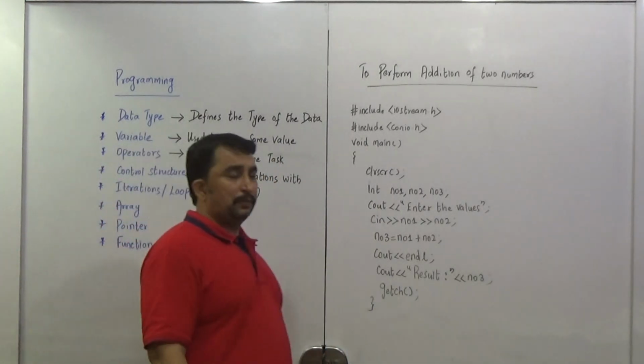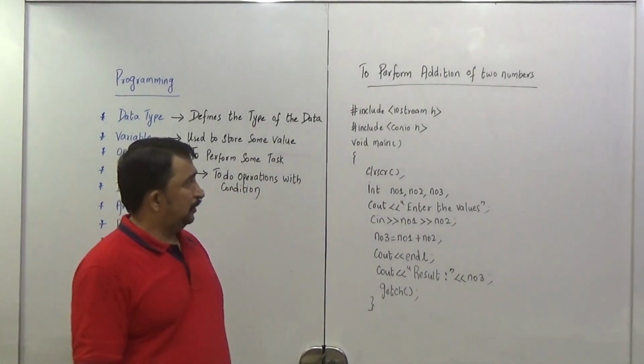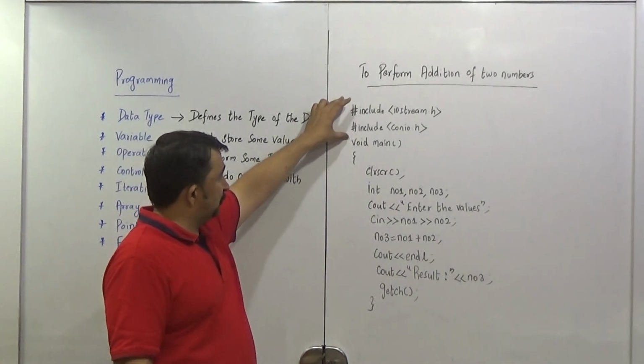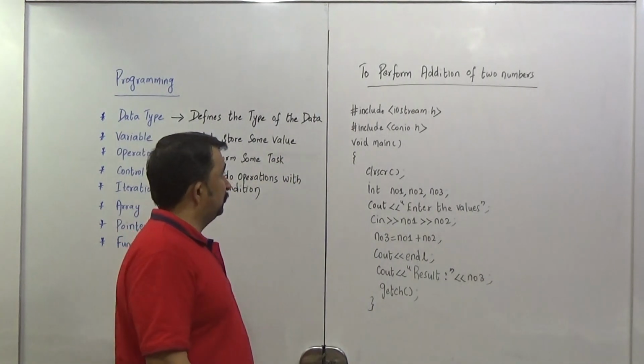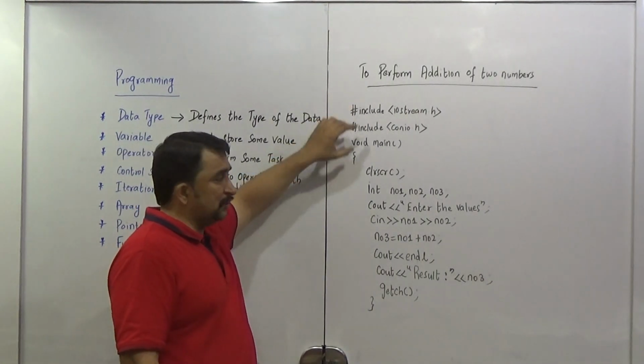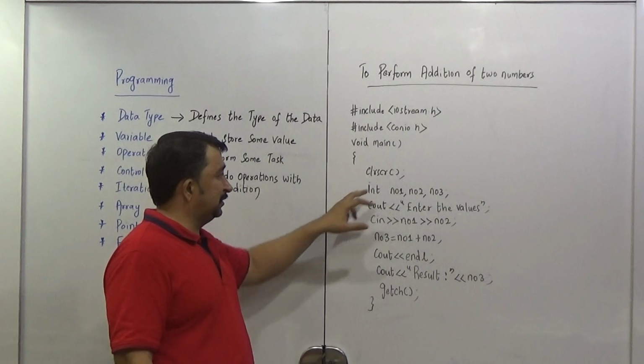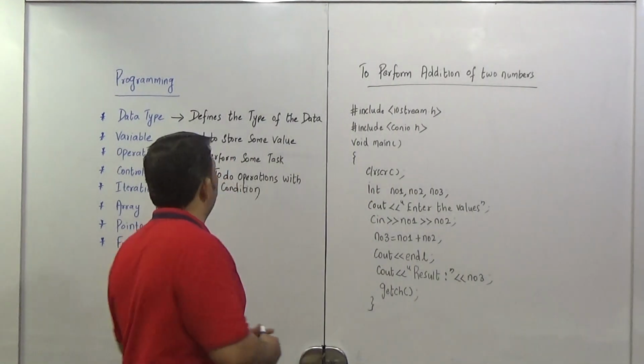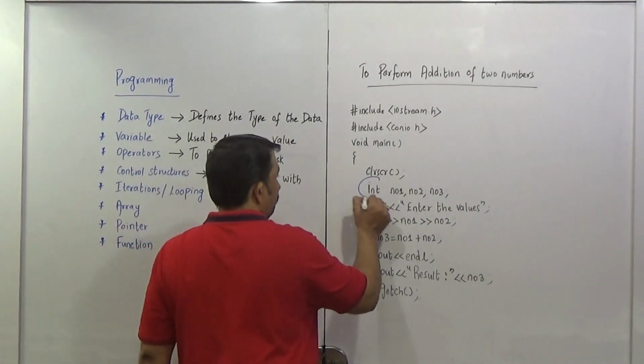This is a simple program to perform the addition of two numbers. As I explained in the first program, the general syntax includes the header files, then void main, starting with clear screen. Then these are all the variables. So this is a data type.